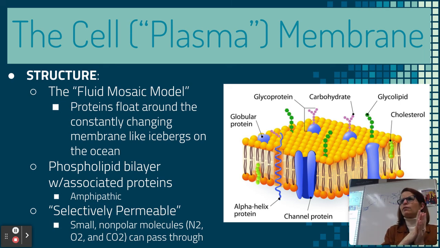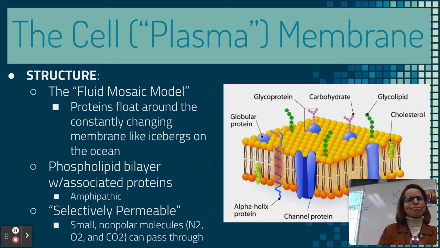And then it's selectively permeable, which usually means that small nonpolar molecules can pass across it. So examples, nitrogen, oxygen, and carbon dioxide. So as you're breathing in and breathing out, carbon dioxide is just passing across your cell membranes without any help. It doesn't require any ATP. We call that passive transport. We'll get to that in just a second.